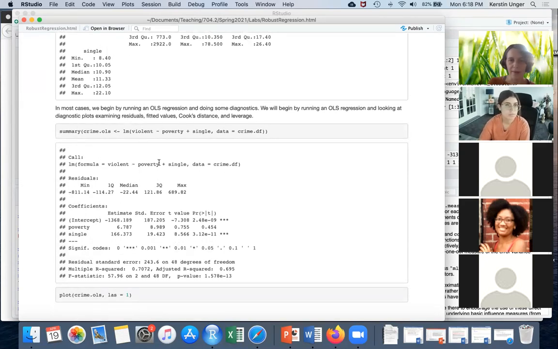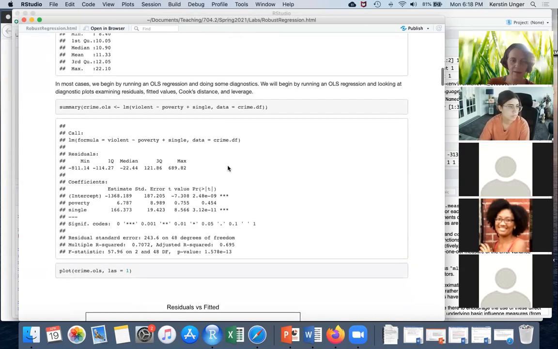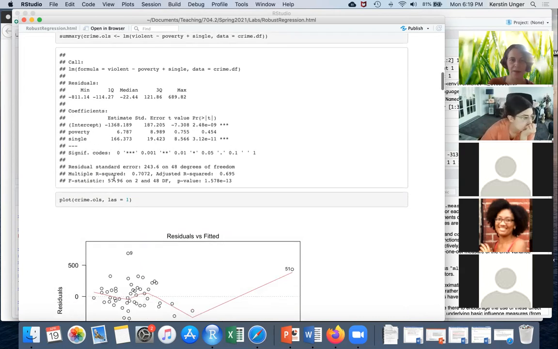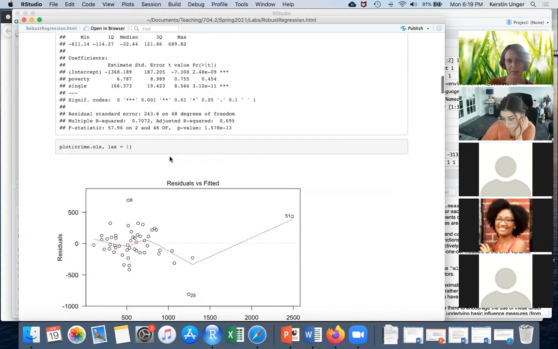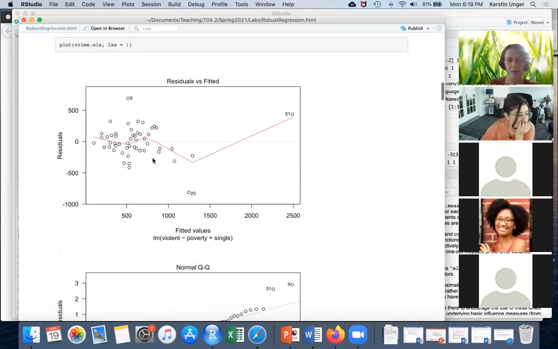If you first run the ordinary least squares model, the way we typically do that, you get your regression statistics here, the residual statistics, and your model with the estimates: intercept, poverty, singles. The single parent is significant, poverty is not here. And you have your multiple R squared, which is actually pretty large, so it seems to be a good model. However, I don't want to go into that.